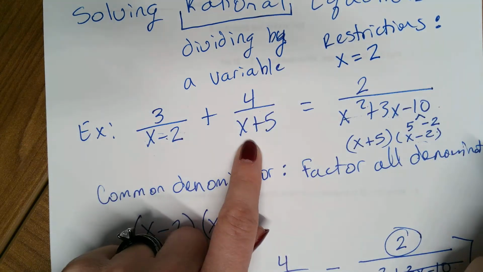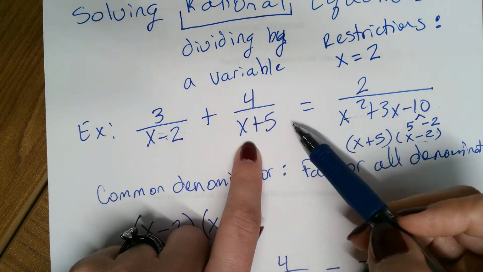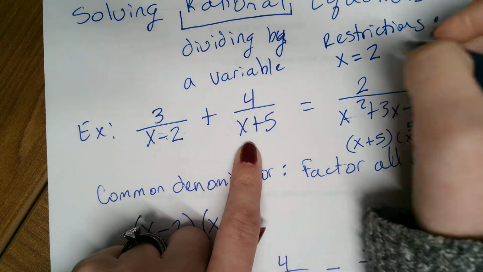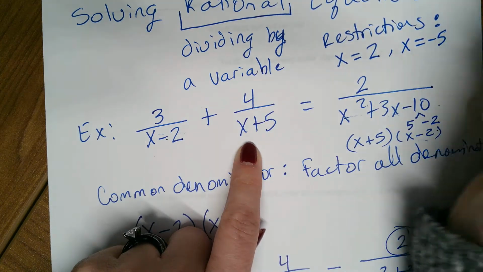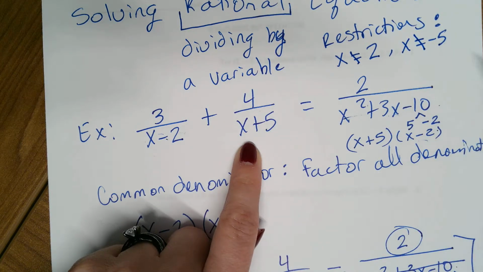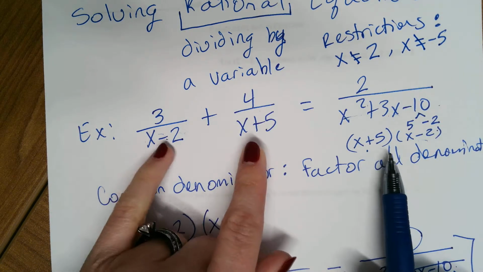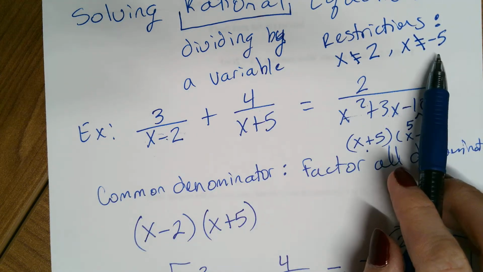And take a second, what would I plug in to the denominator here that would give me 0? It is negative 5, so another restriction I have is negative 5. So I know that x cannot be equal to 2 and x cannot be equal to negative 5. The third denominator is made up from the first two, so the restrictions are still the same. It can't be 2, it can't be negative 5.